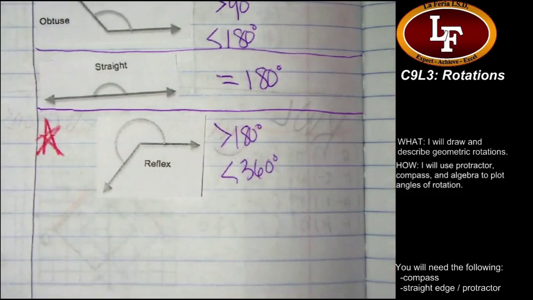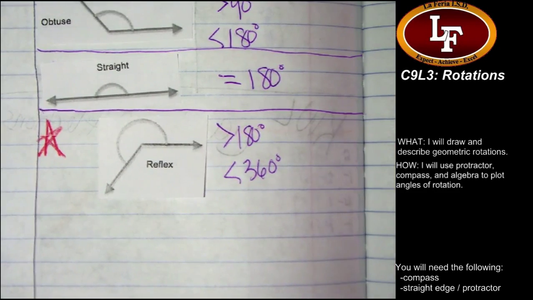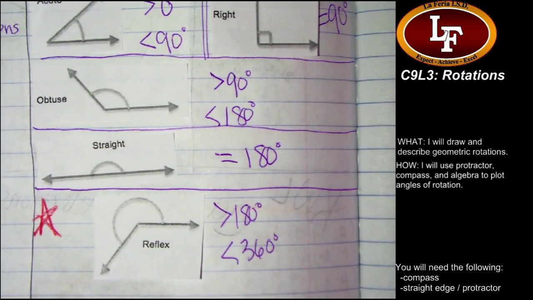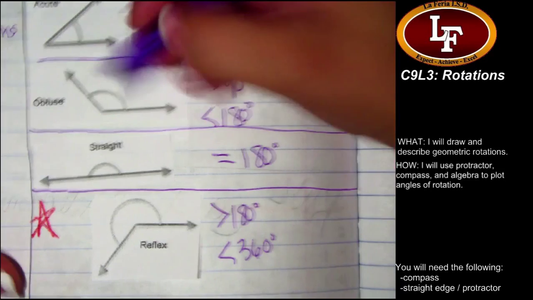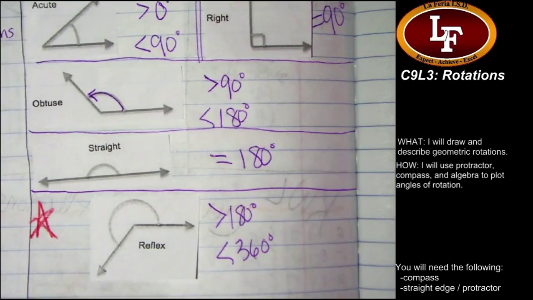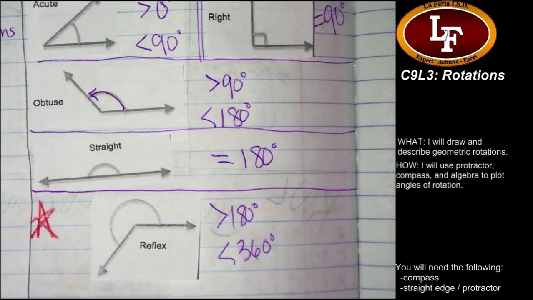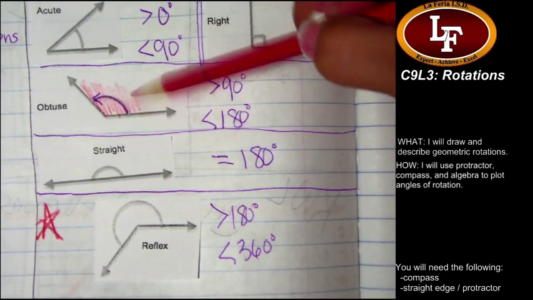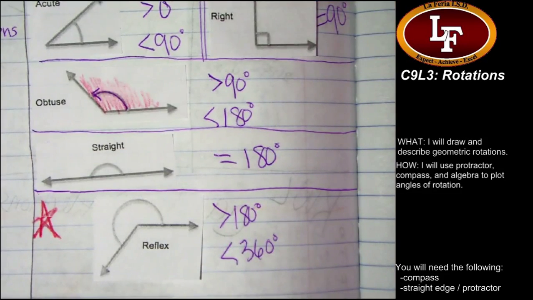It's the reflex angle. It kind of does look like an obtuse angle, but let's look at the obtuse really quick. Do you see this arc right here? That means that's what we're looking at. That's the measurement that we're interested in, and so this is what we're going to be using to classify the angle.